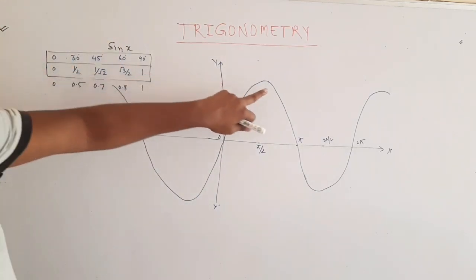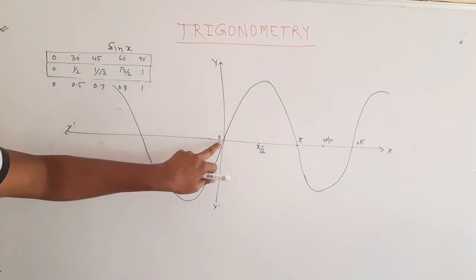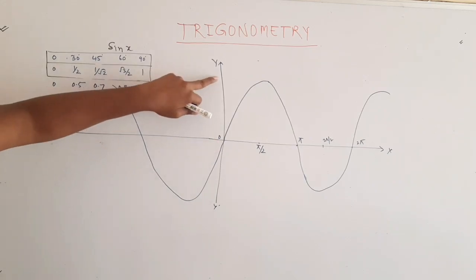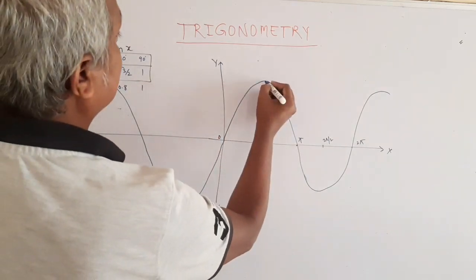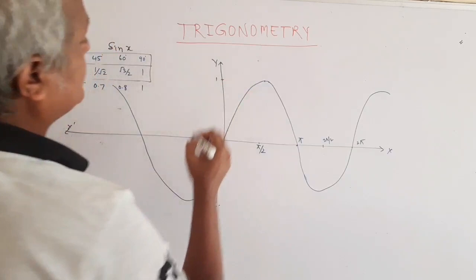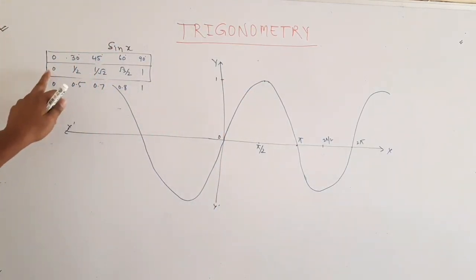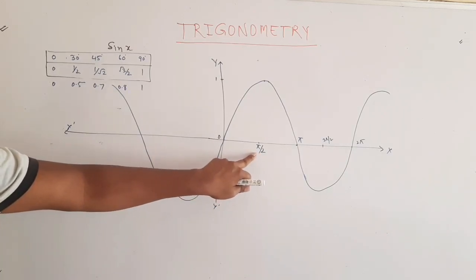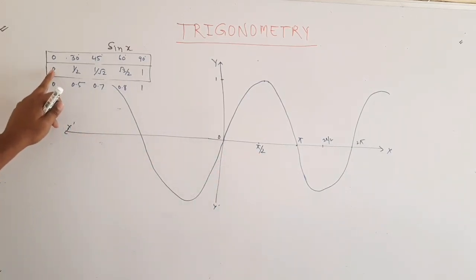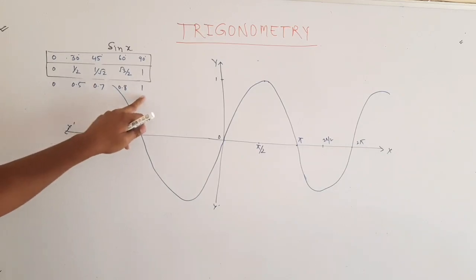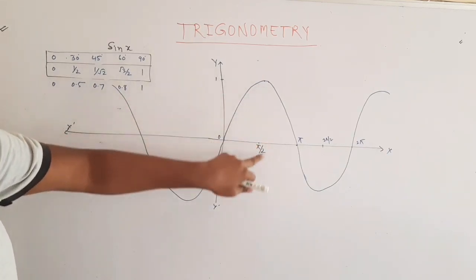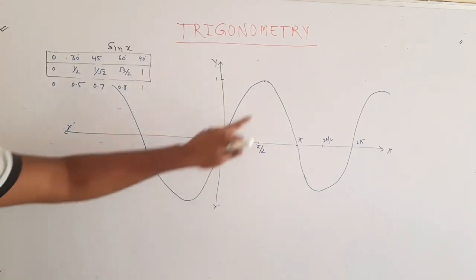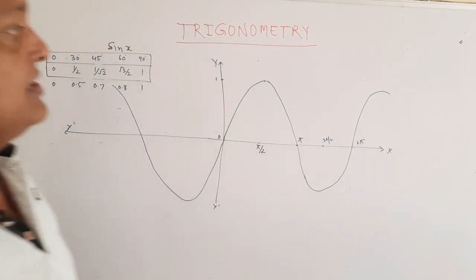Now see here, when the angle goes from 0 to 90 degrees, its value starts from 0 and reaches the maximum peak value. So this peak value here is 1. So when the angle changes from 0 to 90 degrees, or 0 to pi by 2 in terms of radian, the value of sine changes from 0 to 1. And when the angle changes from pi by 2 to pi, the value starts decreasing and you get the value as 0. Now how can you say that?